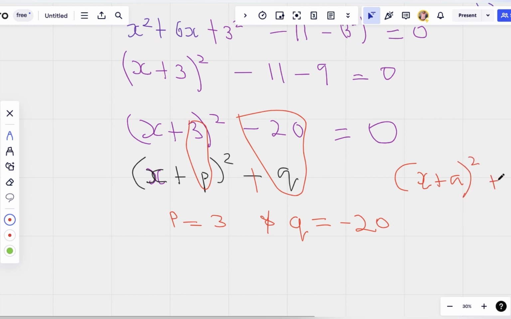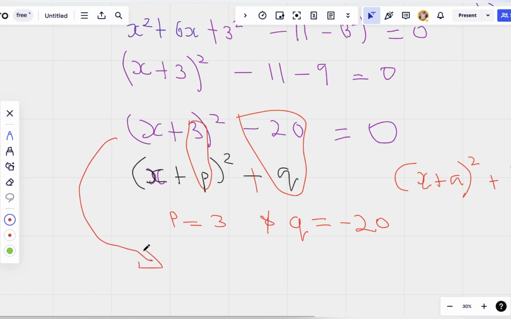Okay, plus B. They can put it in this format, and then they ask what's the value of A. A in this case is 3, and B in this case is negative 20. Is that okay? So it doesn't matter. Once they ask you to put it in the completed square form and they ask you the value of A and B, you just take it from the completed square form after finishing. Now the second part of the question is to continue this one.